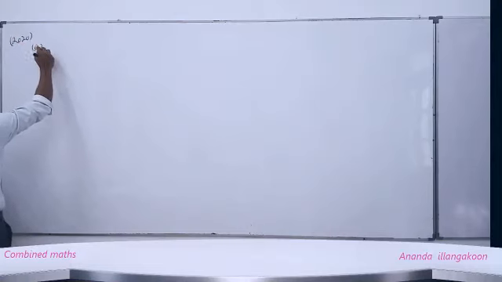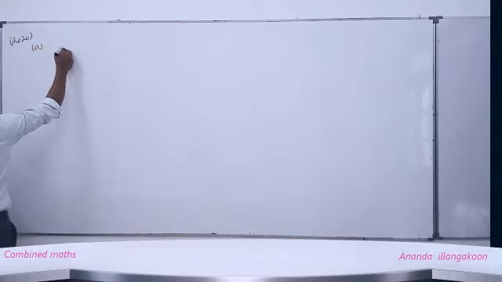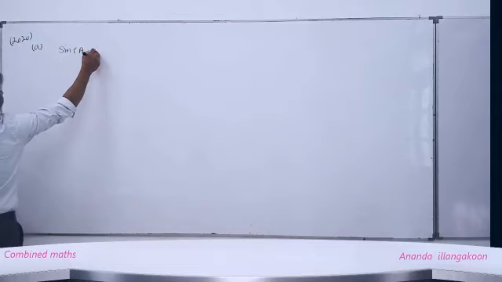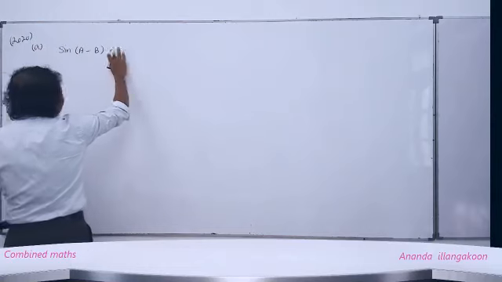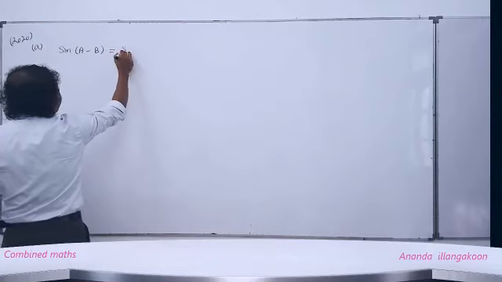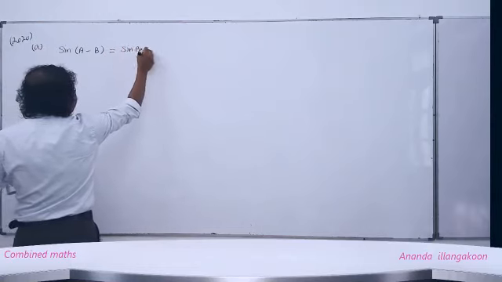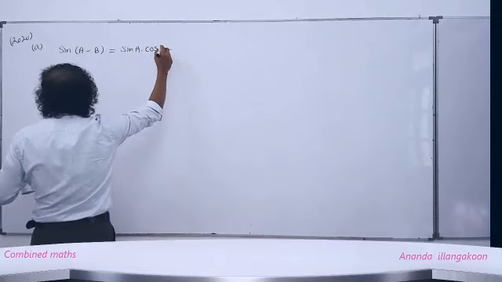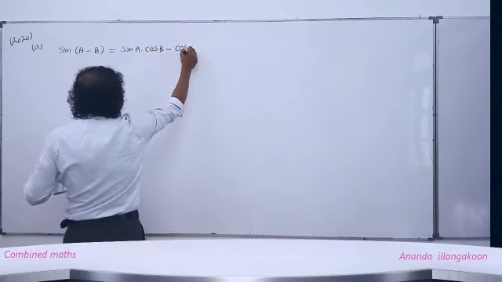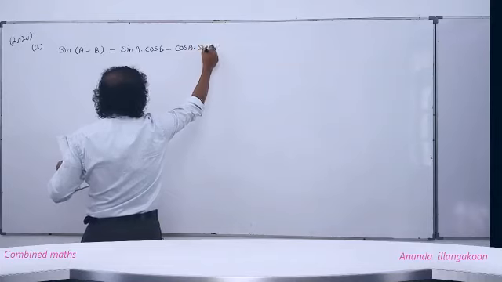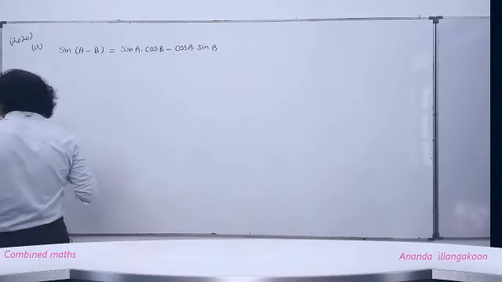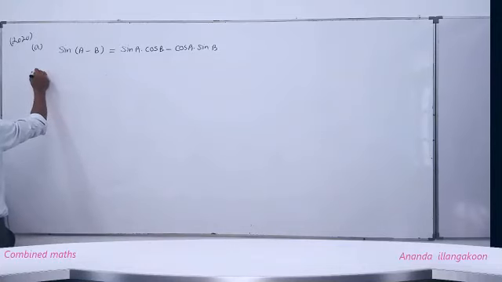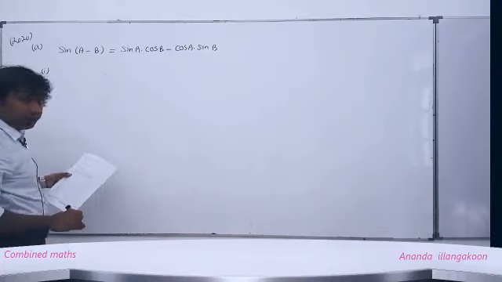Write down the sine A minus B formula. People, you know what that is? Sine A minus B is sine A cos B minus cos A sine B. Now, part one: deduce that sine 90 minus theta is cos theta.